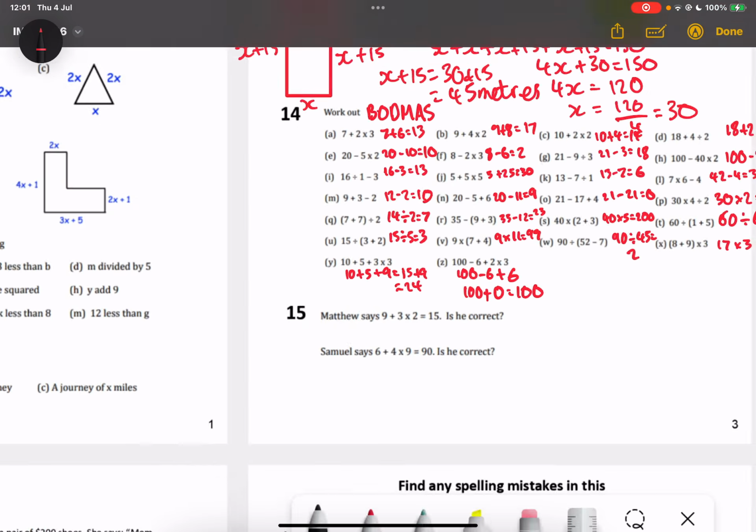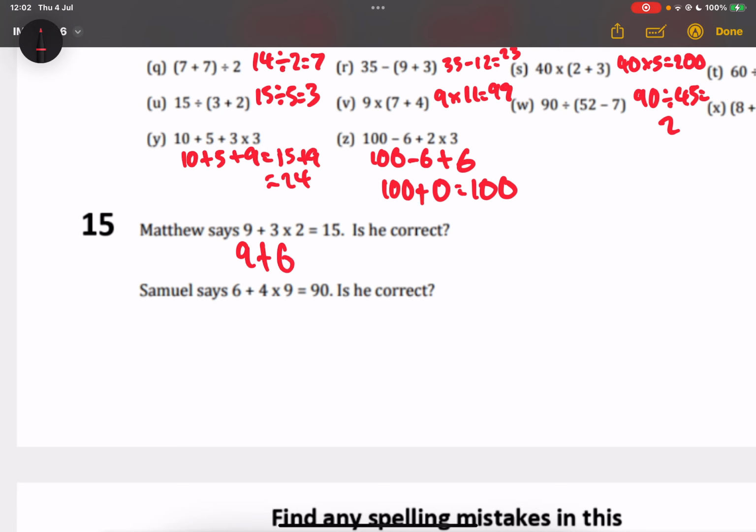Next, Matthew says 9 plus 3 times 2 equals 15. Is he correct? Well, we'll just solve it ourselves. So with BODMAS, we do multiplication first. So this would be 9 plus 6 is 15. And that is true. 9 plus 6 is equal to 15. So yes. Next, Samuel says that 6 plus 4 times 9 is 90. Is he correct? Well, first we're going to multiply because of BODMAS. So this is like doing 6 plus 4 times 9, which is 36. And 6 plus 36 is equal to 42. So he is not correct.